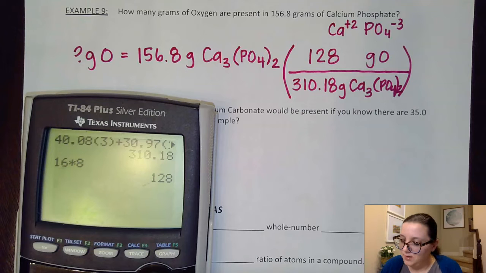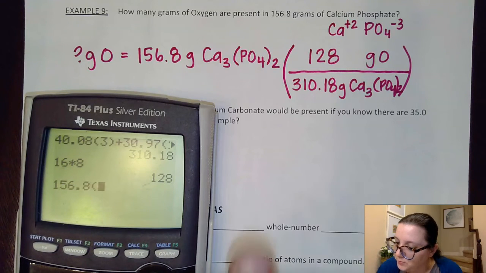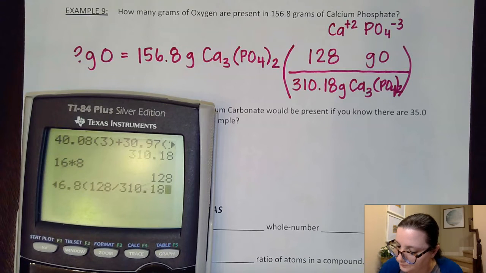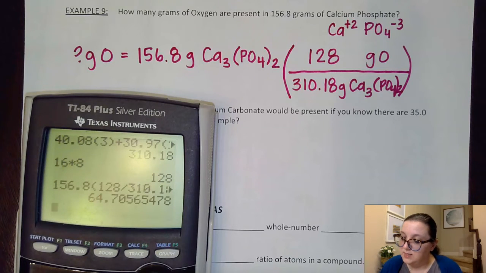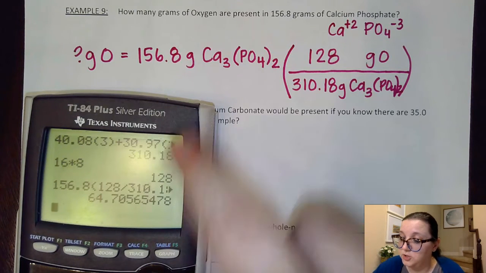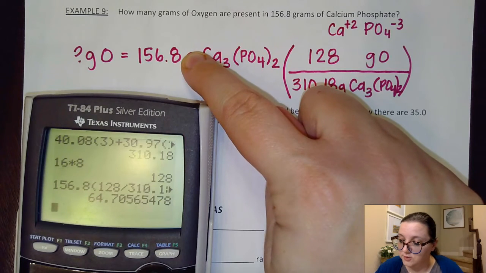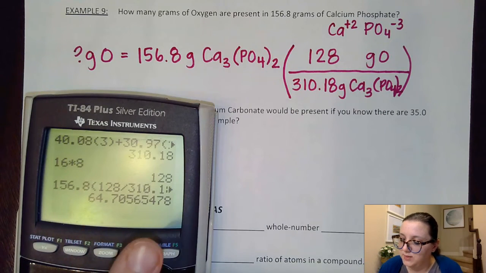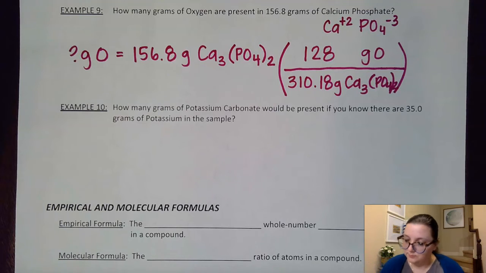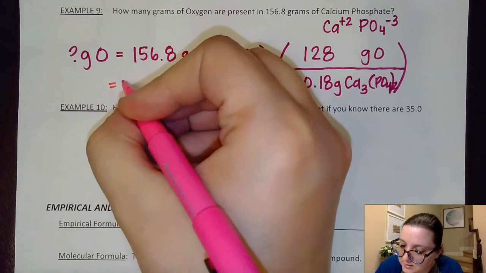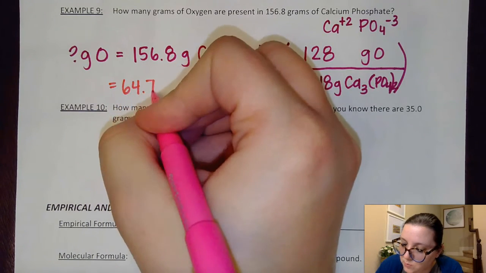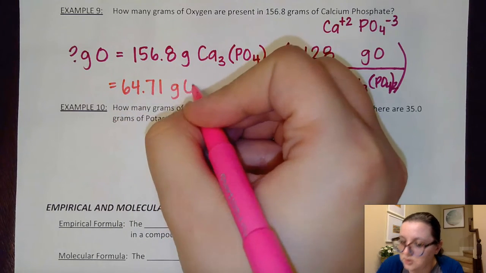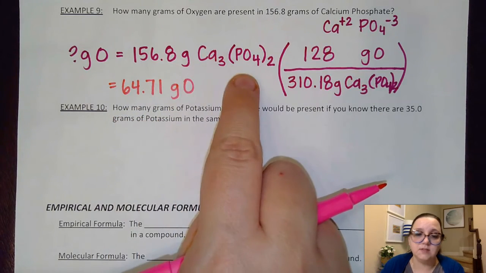So now I'm ready to plug all of this in. I have 156.8, open parentheses, 128 over the 310.18. And I see that I get a lot of digits. I want to show here 4 significant figures. So that's 64.71, and that's going to be grams of oxygen that are inside of this compound here.